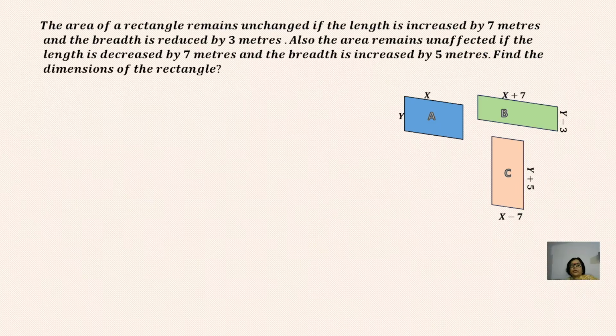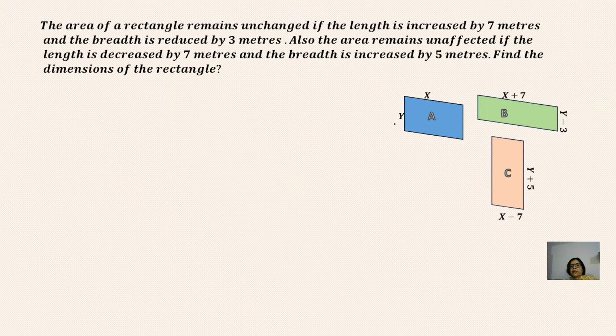The next question is, the area of a rectangle remains unchanged if the length is increased by 7 meters and the breadth is reduced by 3 meters. Also, the area remains unaffected if the length is decreased by 7 meters and the breadth is increased by 5 meters. Find the dimensions of the rectangle.